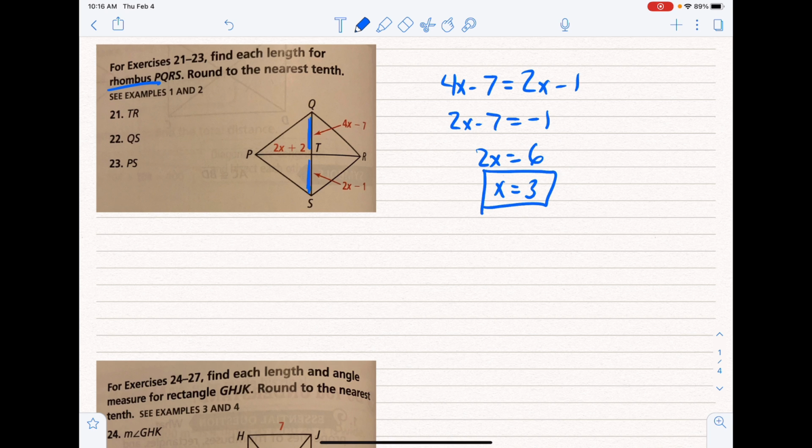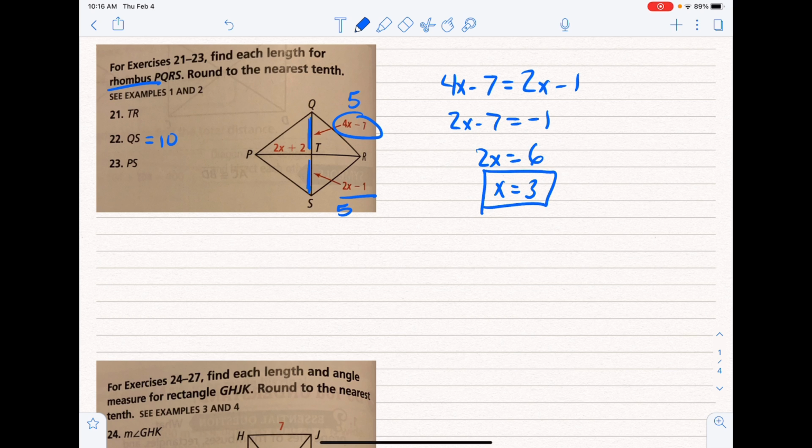Okay, and so then I know that 2 times that 3 would be 6, minus 1, that'd have to be 5. I could double check, make sure this one is the same. 4 times this 3 would be 12, minus 7, again, would be 5. Okay, so we know that this piece, QT, is 5, and QS would have to be all the way across. That would be 10. So I know QS is 10.